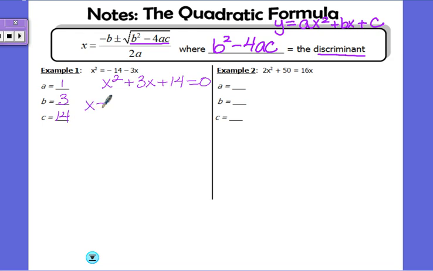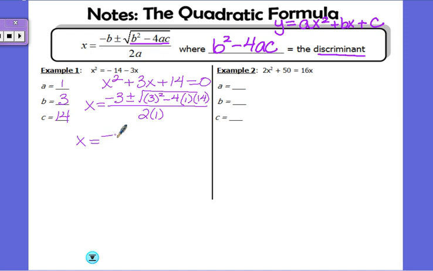So we have x equals negative b, so it's a negative 3, plus or minus the square root of b squared, so 3 squared, minus 4 times a, which is 1, times c, which is 14. That's going to be all over 2a, which is 2 times 1. Once we have all of those values plugged in, we're going to start simplifying.